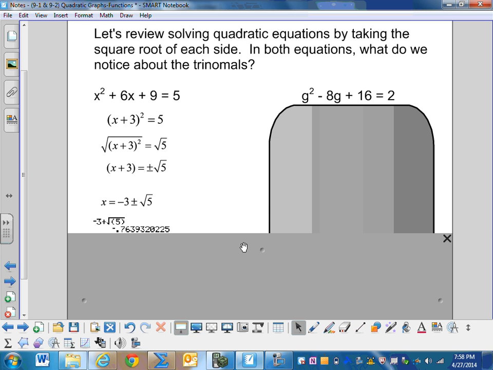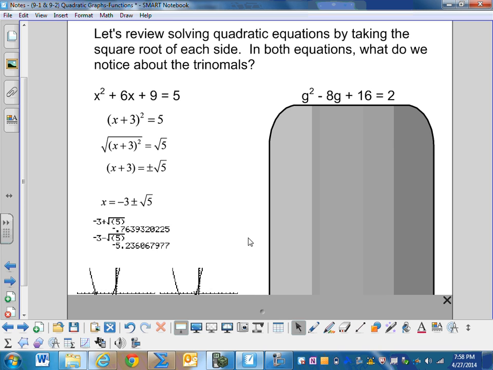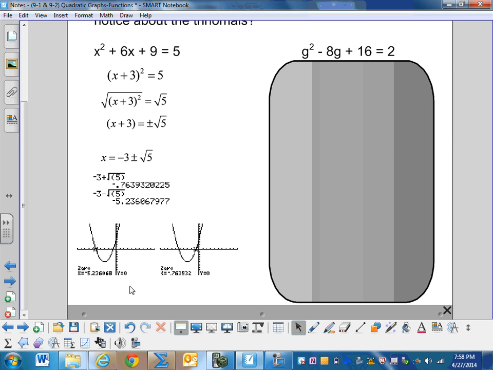So if I put that in my calculator, negative 3 plus the square root of 5 is equal to negative 0.76. Negative 3 minus the square root of 5 is equal to negative 5.23. And what does that look like on my graph? So here on my graph, if I plug in my 0 as negative 5.23, I can see that is my solution. And if I plug in negative 0.76 for my x, I can see that also is a 0. So that's how you solve by completing the square, instead of factoring or graphing. Okay, let's try the next one.